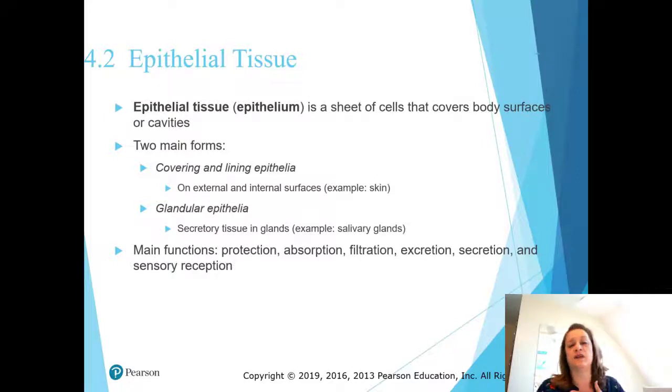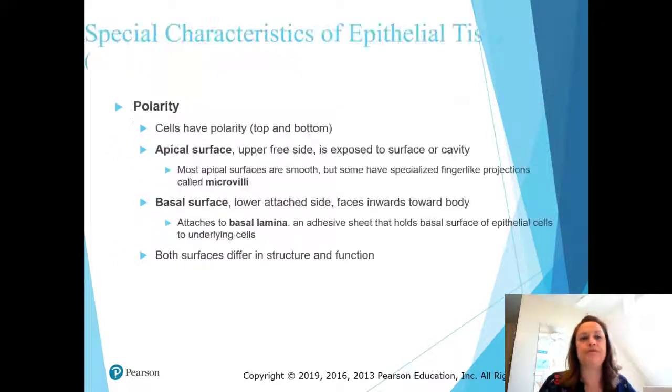We have the delicate lung tissue, very good at filtering, right? And absorbing that oxygen, carbon dioxide. But is it good at protection? No, very delicate. So just because those are the 6 main functions of the group doesn't mean that each individual tissue type doesn't have its own specific functions that it does very well.